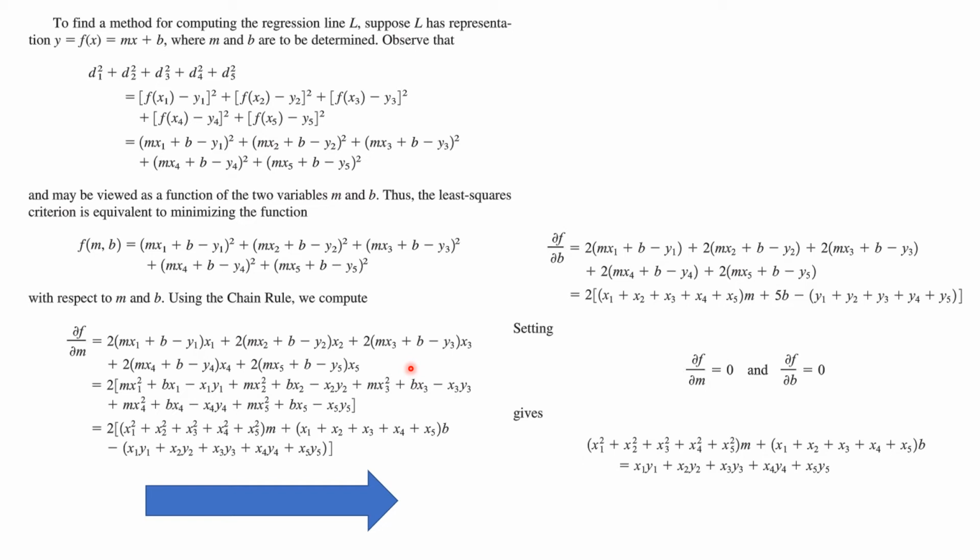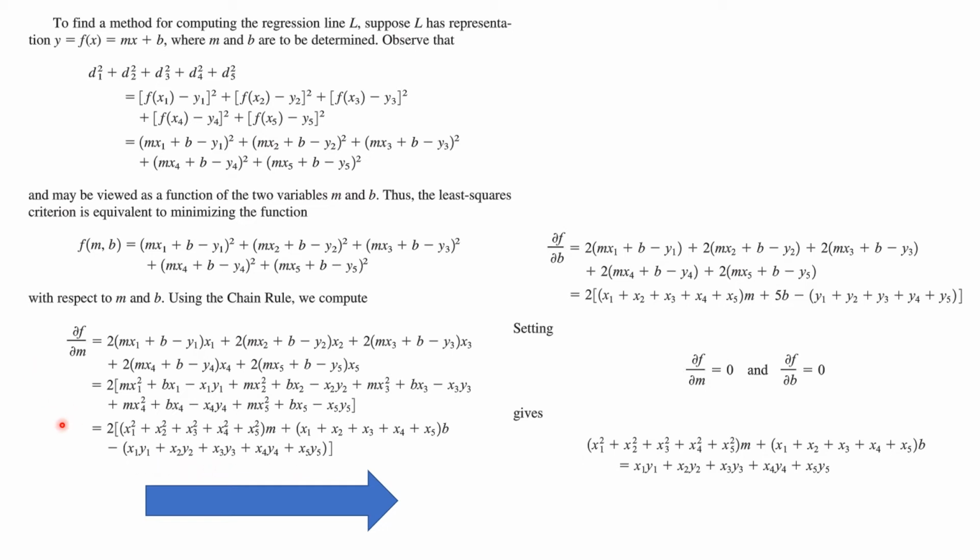And we reorganize this, and what we end up with is that this, we're going to set this equal to 0. So we have 2 times, we collect these are the square terms, times m, plus this is just the sum of the x terms times b, and we subtract off the products of the x's and y's.